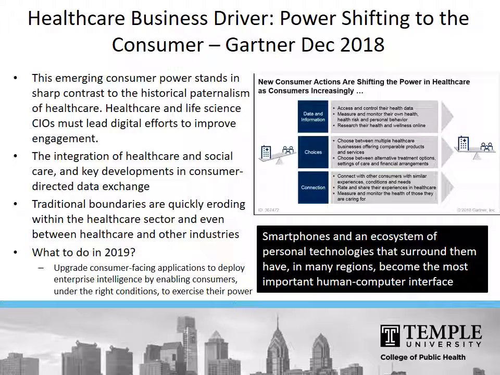So let's take a look at what Gartner's research shows us and their predictions. And this is pretty recent. This is Gartner research from December 2018. So it takes a look at the current state and where we're headed into 2019, where we are now. A healthcare business driver, power shifting to the consumer. And this is big because I'll go back maybe just 3 or 4 years ago and seeing that power be more on the clinical and the IT side over the patient.